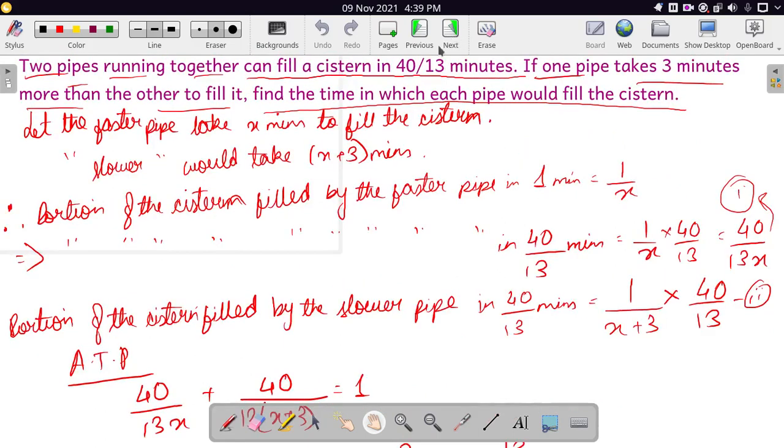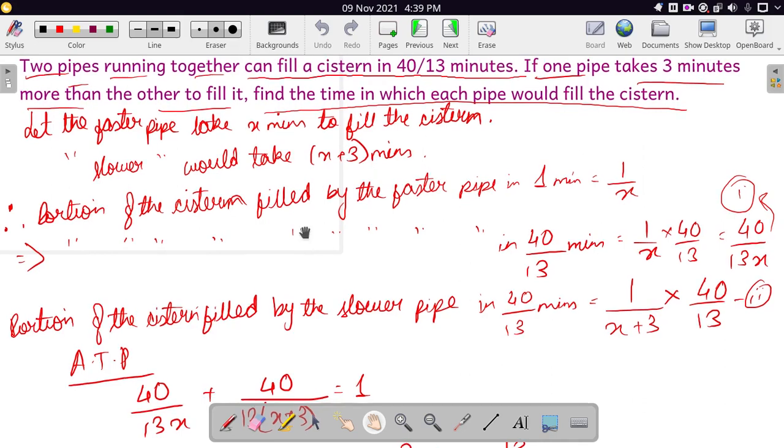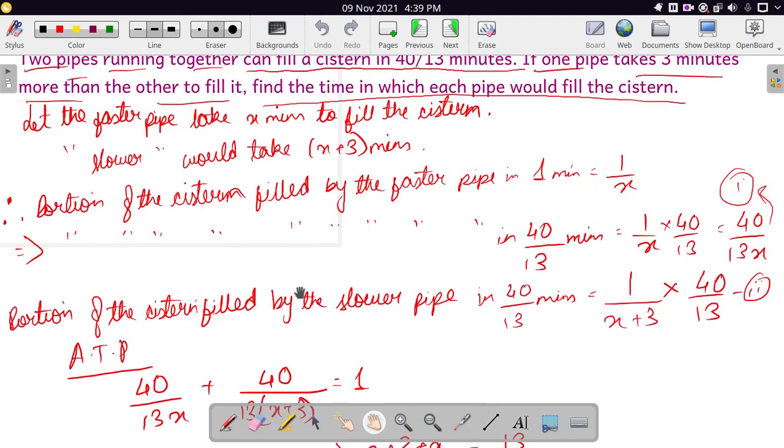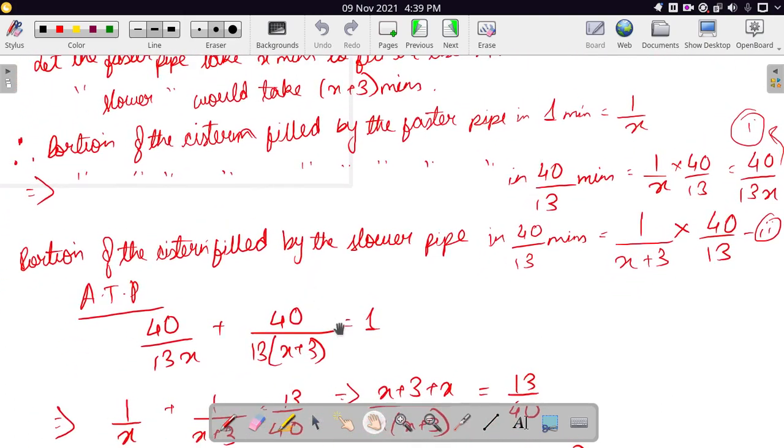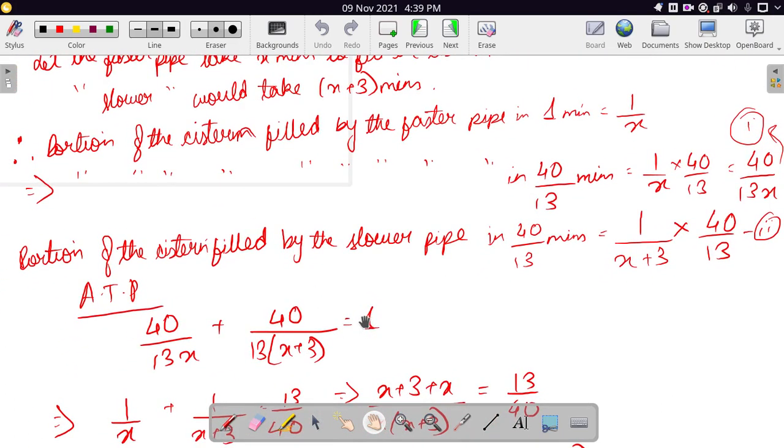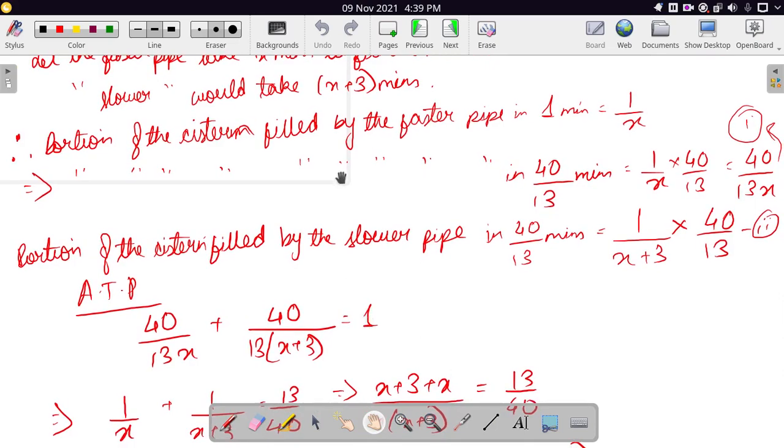Then the next question is two pipes. This is a very important sum. These pipe running sums are very important. Time and work sums come very frequently in the exams, so this is how we do it. One thing you need to keep in mind is that you need to apply the unitary method to get the portion, that is the amount of work that the pipe has done, and the total work done is always unity.